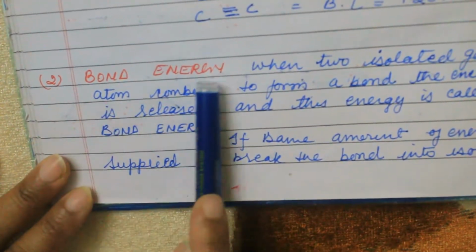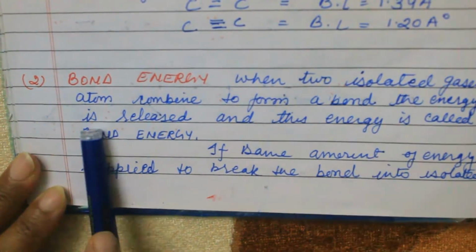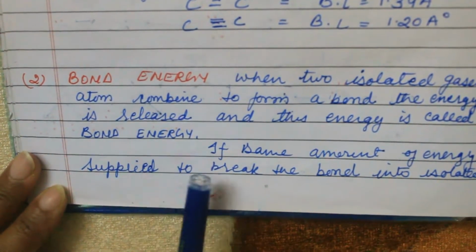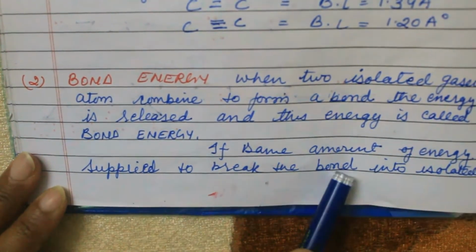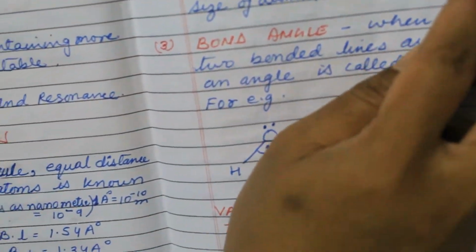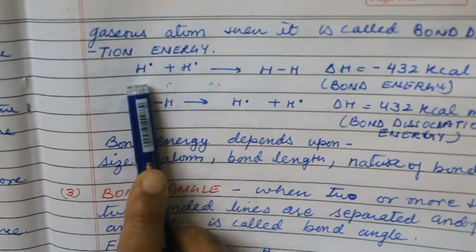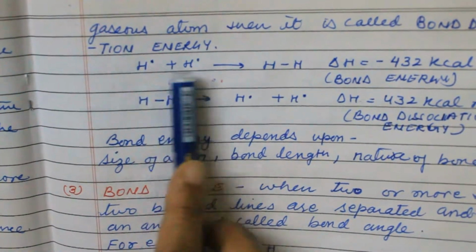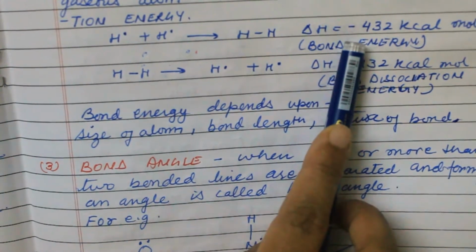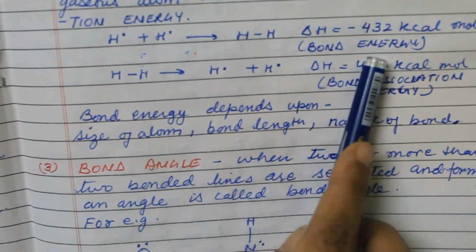Now next is bond energy. When two isolated gaseous atoms combine to form a bond, energy is released. When the bond is formed, the energy is released, and this energy is known as bond energy. If the same amount of energy is supplied to break the bond into isolated gaseous atoms, then it is called bond dissociation energy. For example, here two H atoms combine to form a bond, and energy is evolved, that is exothermic, minus 432 kilocalorie per mole, that is bond energy.